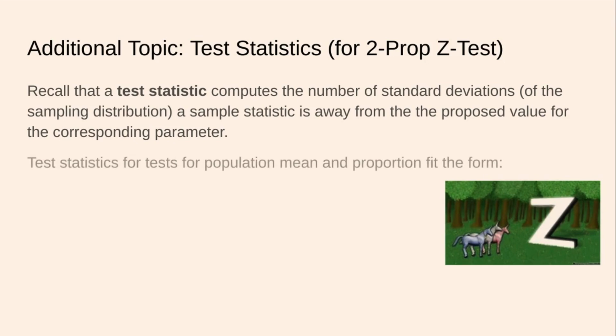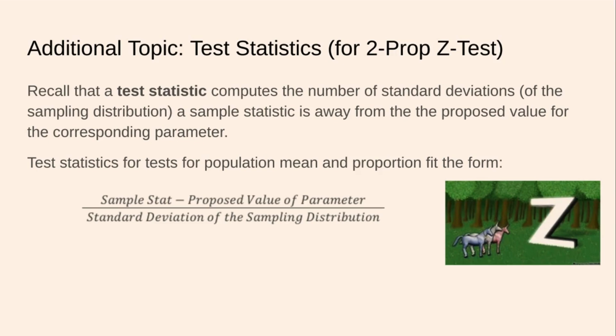Now, what does that mean? Test statistics for the population mean and proportion fit this form. Here is what I'm talking about. I have in my denominator the standard deviation of a sampling distribution, and the numerator is the difference between a sample statistic and a proposed value for the parameter. In this case, it would be the sample statistic p hat minus p sub 0, all right? And that divided by the standard deviation of the sampling distribution of sample proportions. That is the difference of 2 sample proportions, sort of.